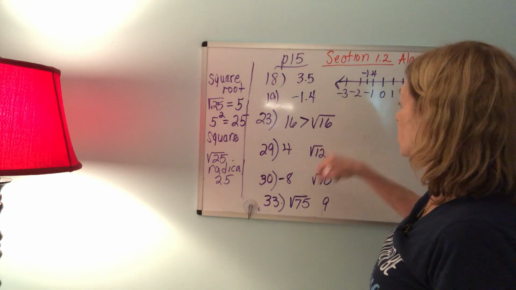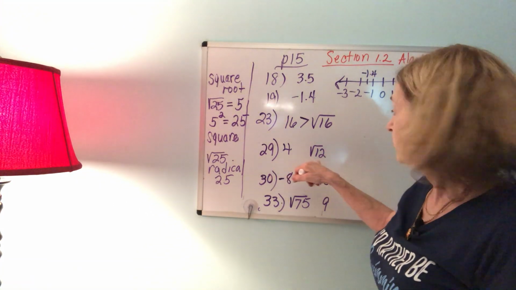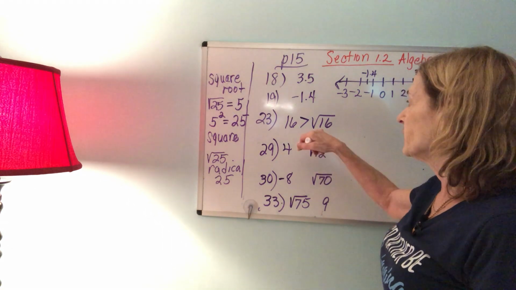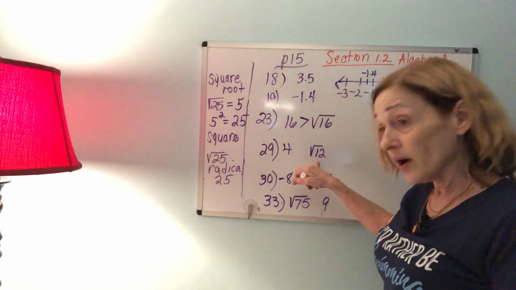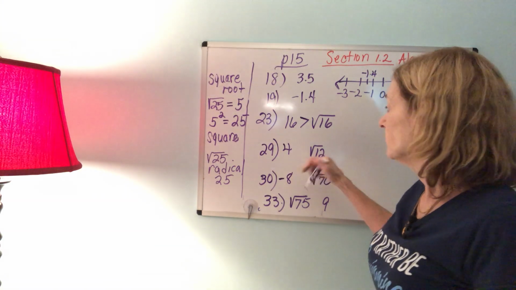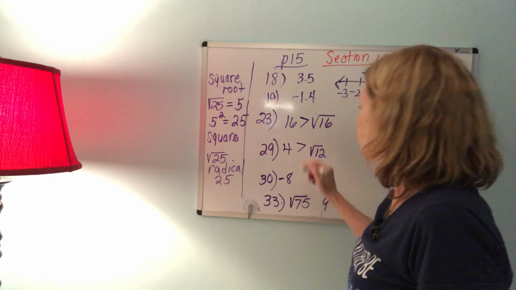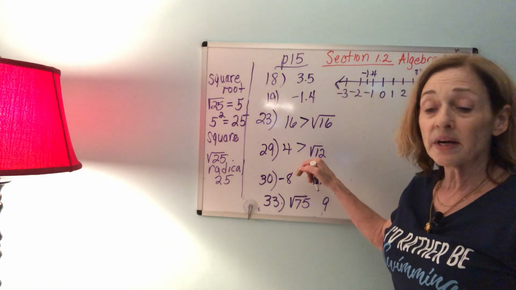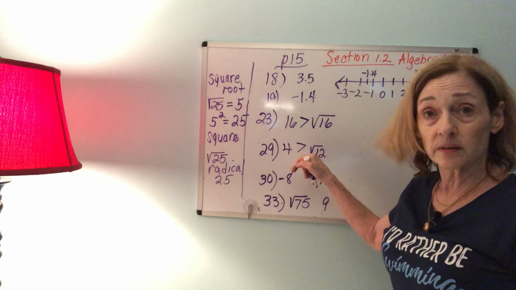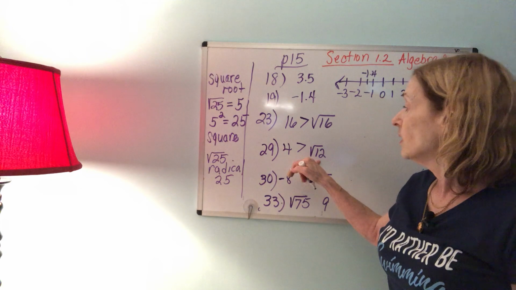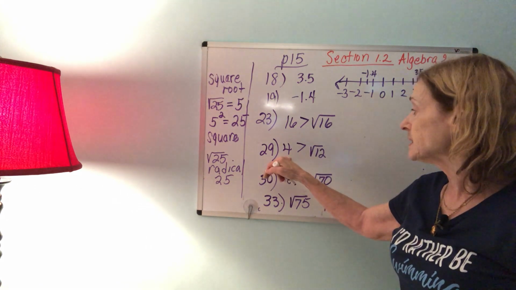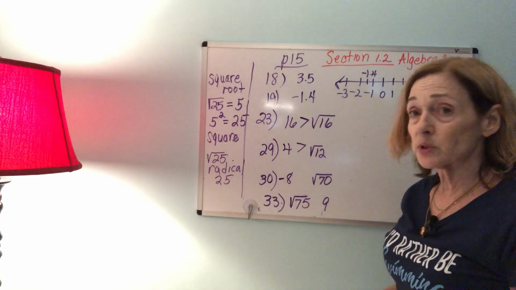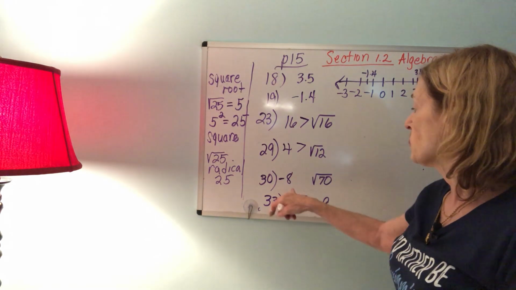Okay, next we have 4 and the square root of 12. Well, we already know that the square root of 16 is 4. So the square root of 12 must be smaller. So 4 is greater than the square root of 12. Now you could calculate this using a calculator, but you really don't need to, because you know 4 times 4 is 16. So square root of 12 is less than 4.